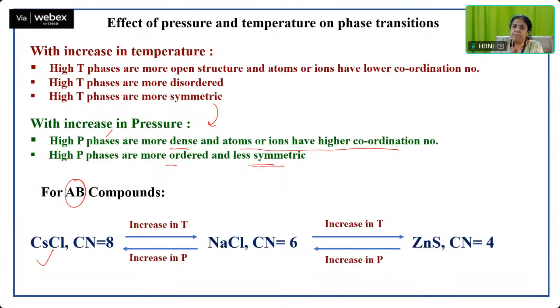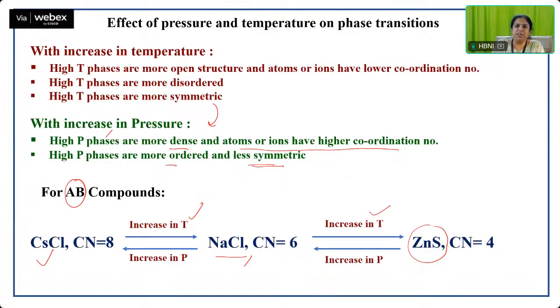Cesium chloride type of primitive lattice, with increase in temperature, has the propensity to go to rock salt type of structure. The rock salt type of structure, with further increase in temperature, goes to zinc sulfide type of structure. And the reverse will happen with increase in pressure.